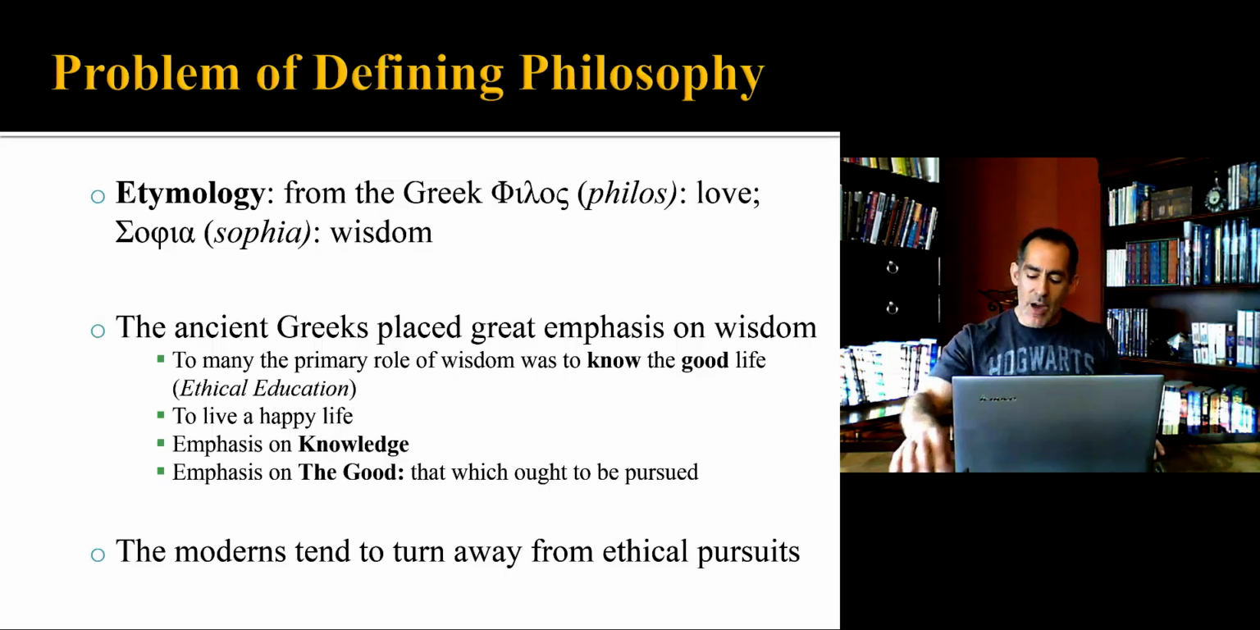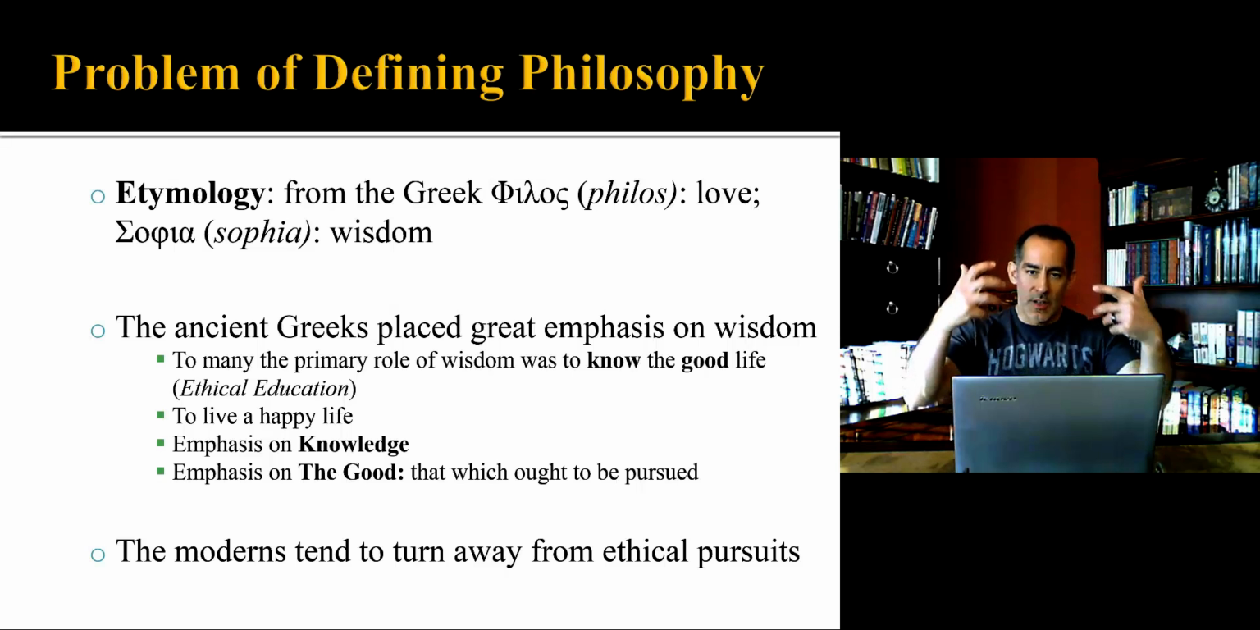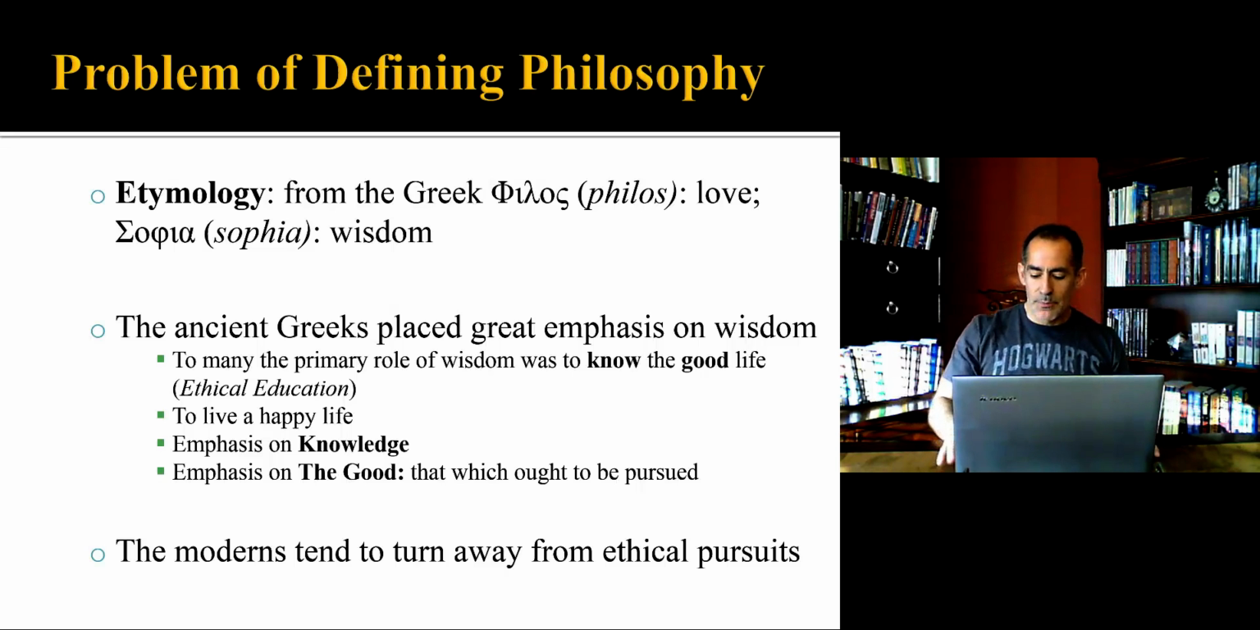There are plenty of modern philosophers, and the modern period kind of begins with Descartes and moves forward. There are lots of discussions on ethics, but maybe not to the same extent that the ancient Greeks emphasized this idea of ethical pursuit and wisdom for that end.